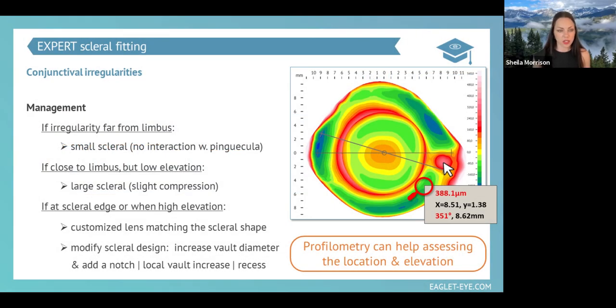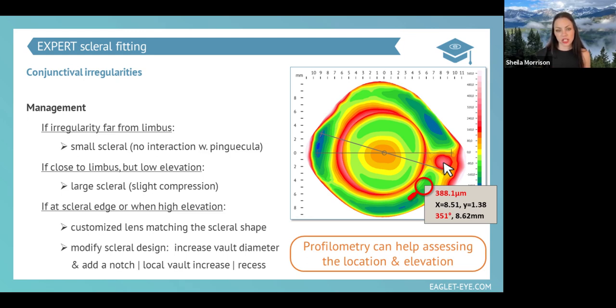Now, how do we manage? When it comes to conjunctival irregularities, one of the greatest tools that we have to manage and prevent the complications that can happen from lumps and bumps on the eye, from elevated spots, is number one, to measure. If we have access and if we can, corneal topography, profilometry, taking a baseline measurement to really understand that ocular shape prior to fitting a lens is essential so that we can avoid triggering these complications.